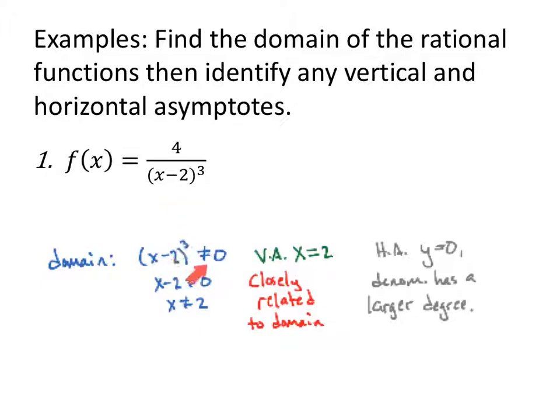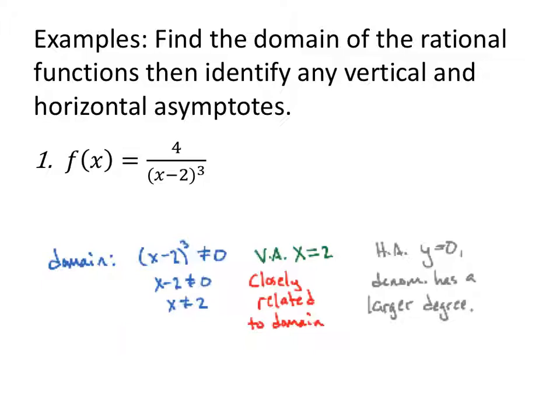My denominator can't be 0. Well, if something cubed can't be 0, then the x minus 2 cannot be 0. And if you prefer, take the cube root of both sides. X minus 2 can't be 0, so x can't equal 2. We might also say the domain consists of all real numbers except x equals 2.